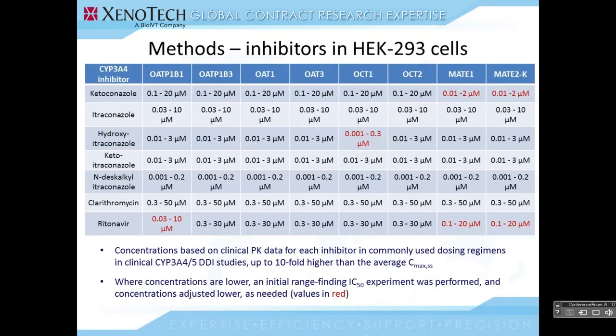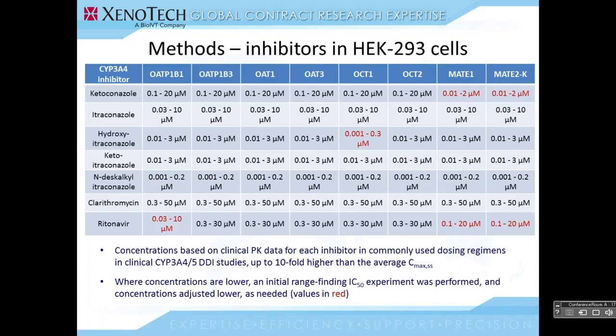This table here indicates all of the concentrations that we used for the different uptake transporters, which are labeled along the top of the table, and then the compounds are labeled along the side of the table. What we did was base our concentrations on clinical pharmacokinetic data for each inhibitor, using common dosing regimens in the clinic for CYP3A DDI studies, upwards of 10-fold higher than the average Cmax at steady state.